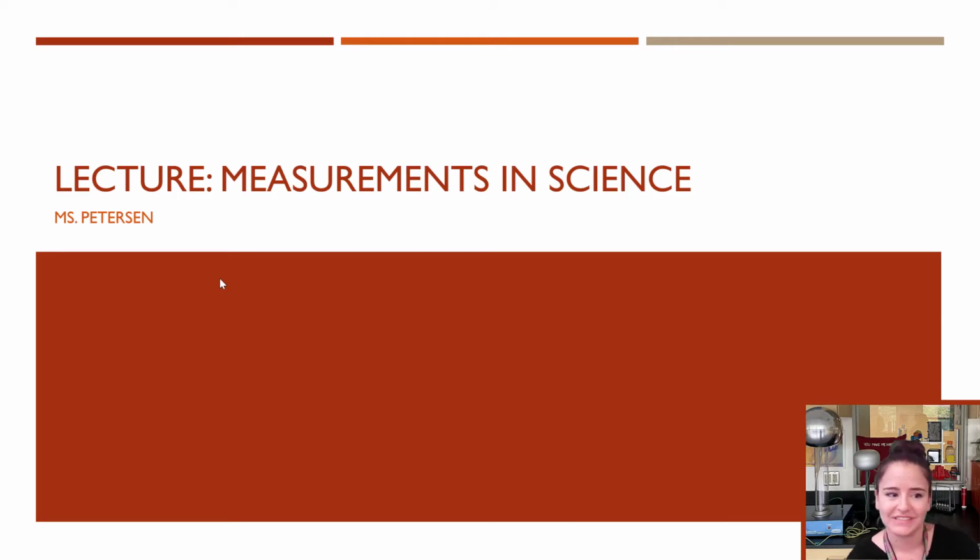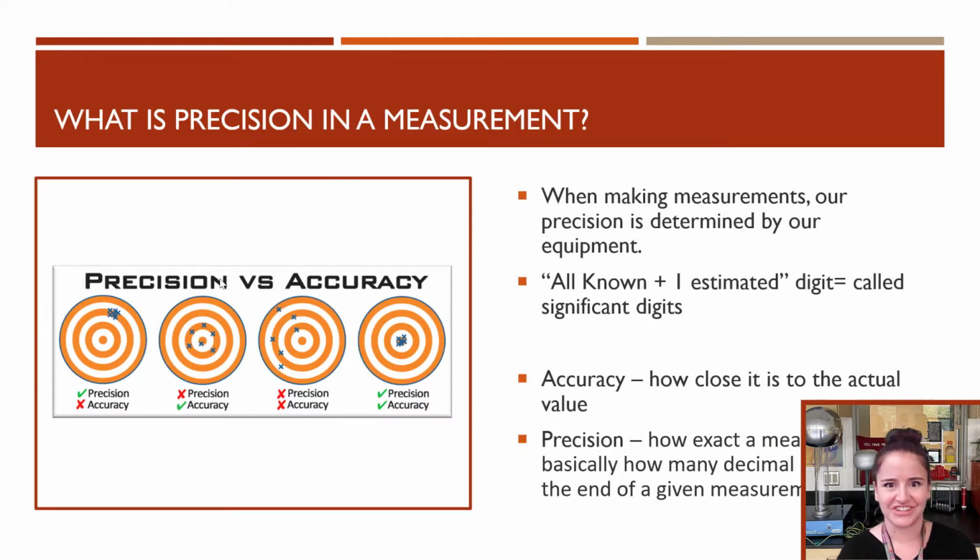In this lecture, we're going to be talking about accuracy and precision in how we make measurements in science, as well as metric units, scientific notation, and just some different ways that we represent numbers. So, what is precision in a measurement?